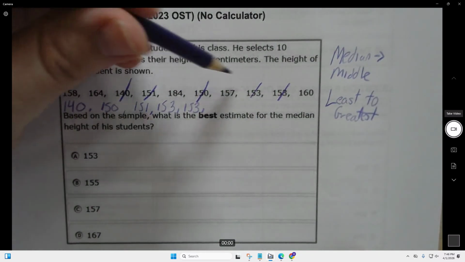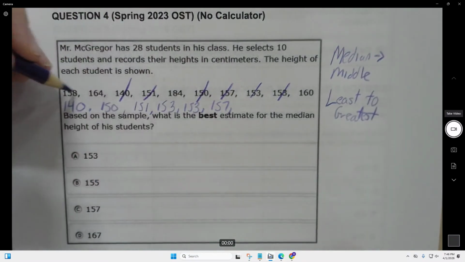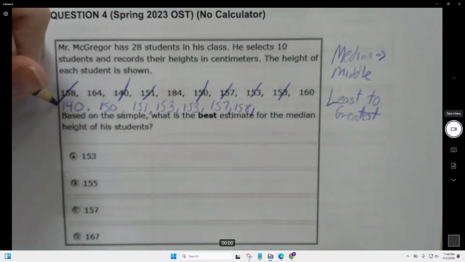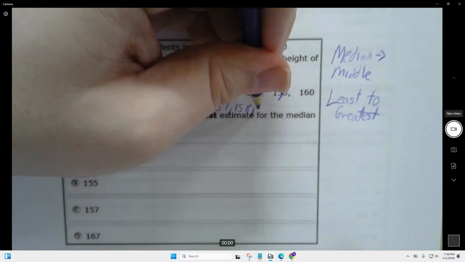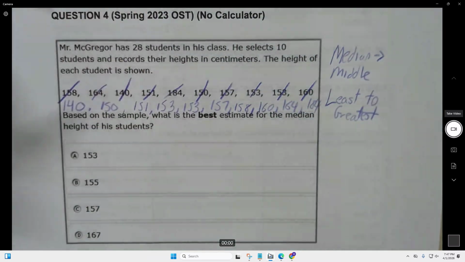Then we have 157. Then we have 158. Then we have 160. 164. And 184. So now to find the median, you cross out from each side.